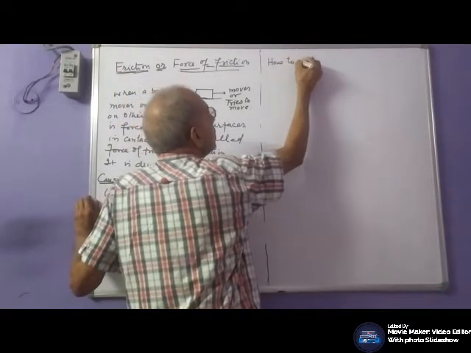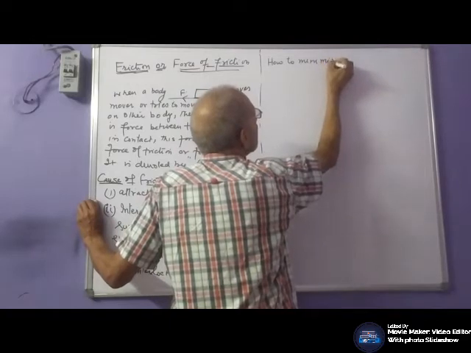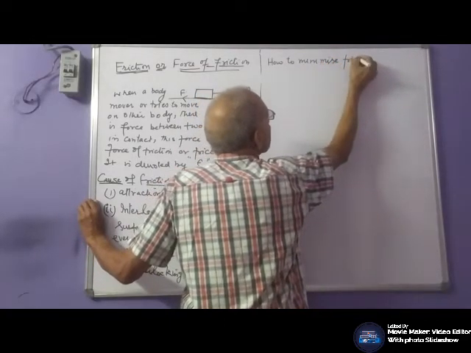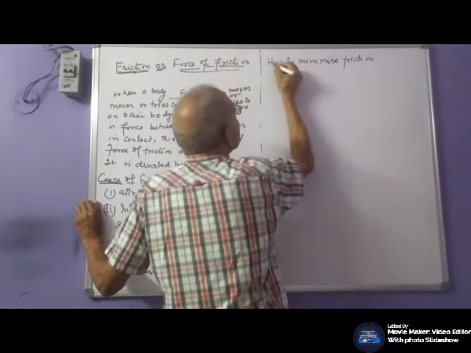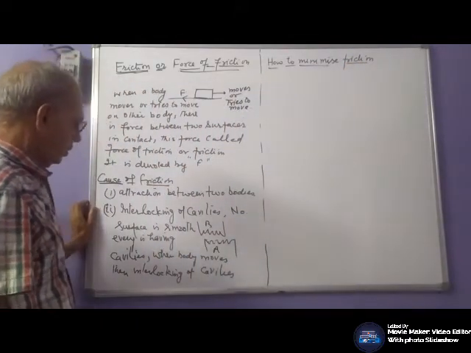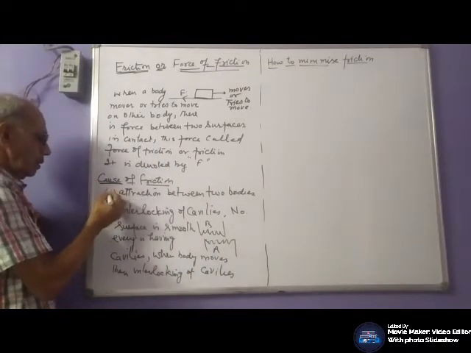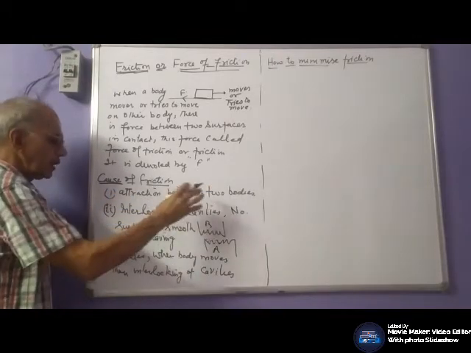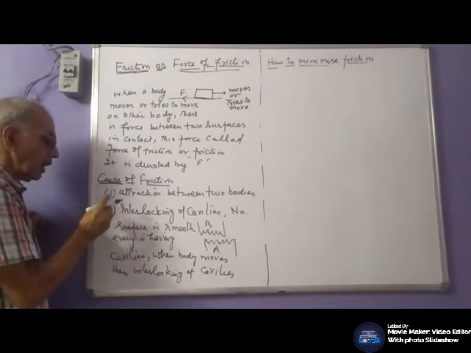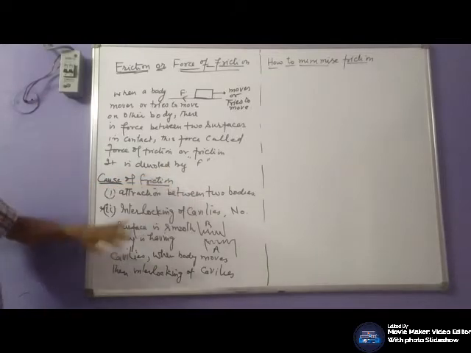How to minimize friction. We can't do anything about the attraction, it will remain, so only the second cause can we minimize. Second cause: interlocking of cavities. Here we can do something.